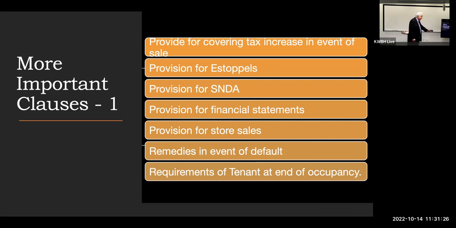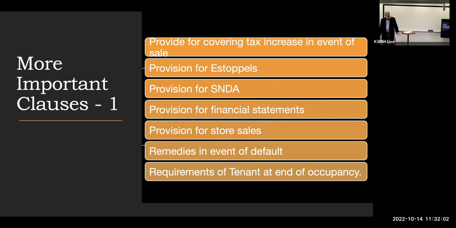Oh, requirements at the end of occupancy. Does the tenant remove all of his equipment and tenant improvements when he leaves? Does he leave it broom clean? Does he have to leave the equipment? This needs to be spelled out in the lease. So you want to make sure you've got what happens when the tenant leaves. What's his responsibility? What's the landlord's responsibility? How much notice does he have to give you? I didn't put that in.